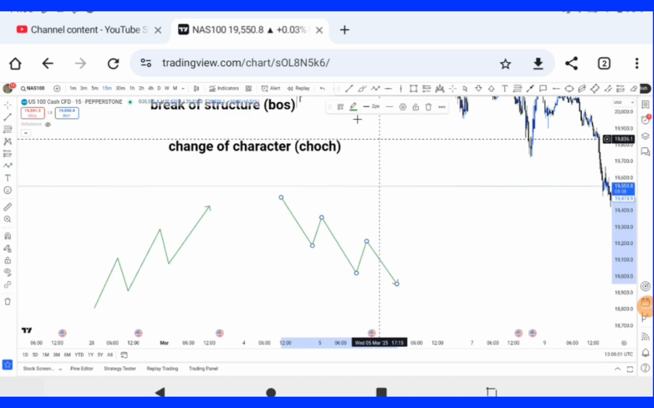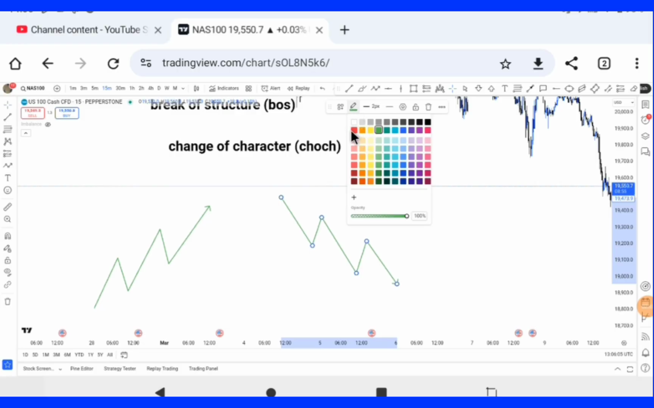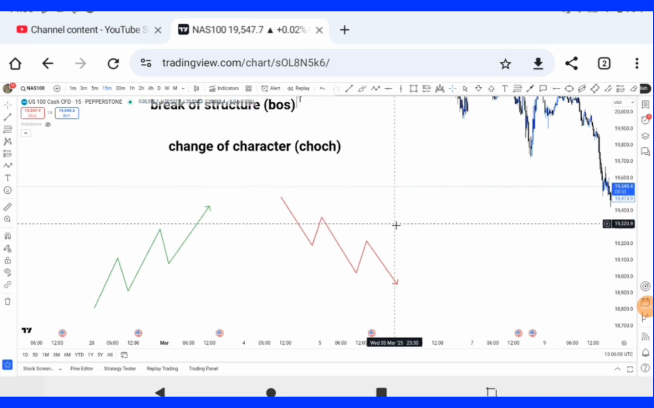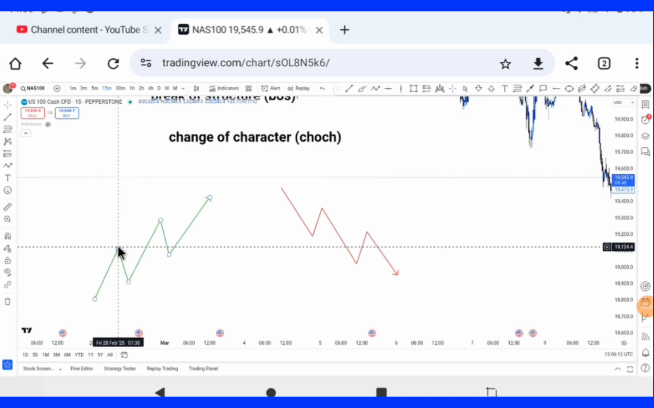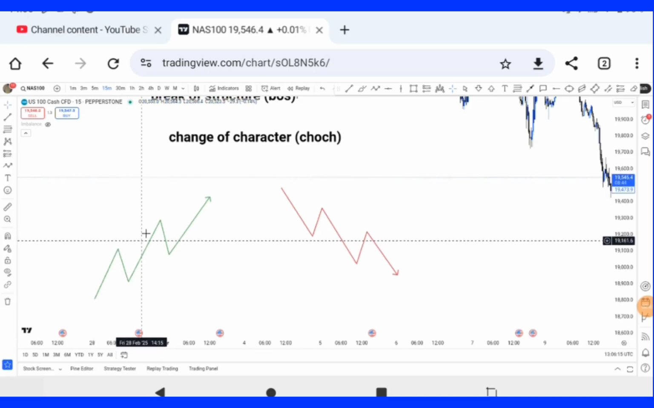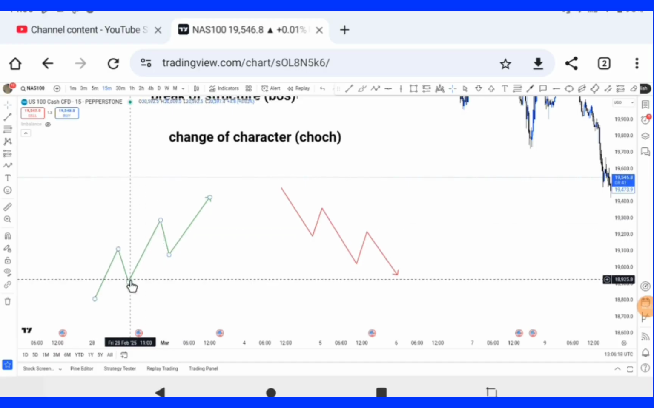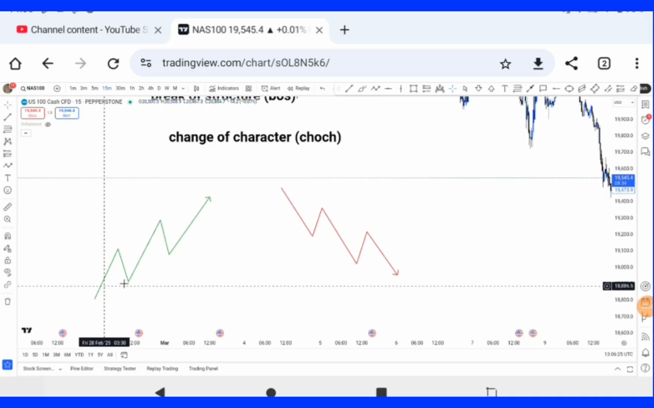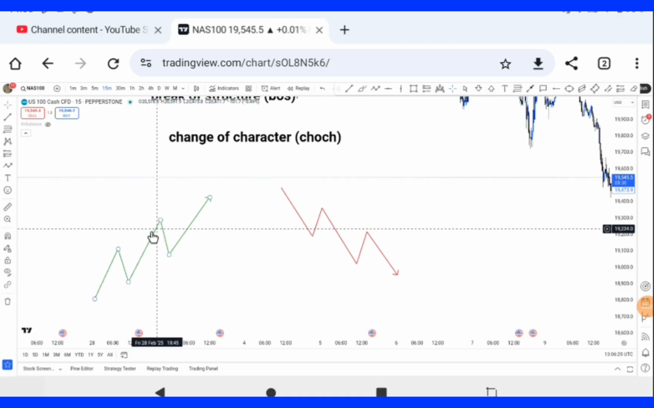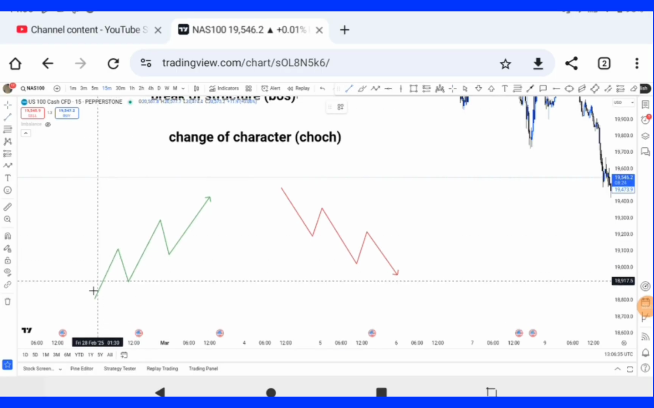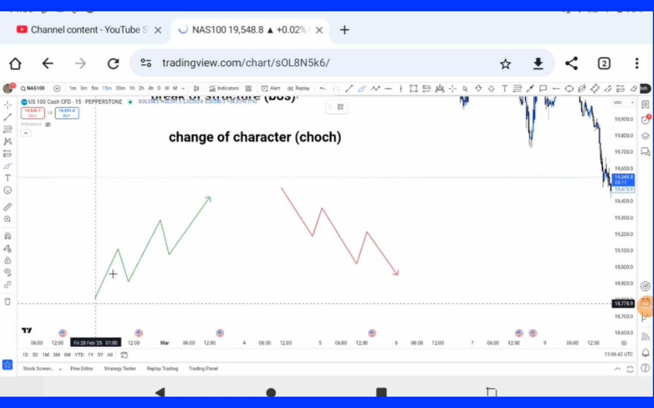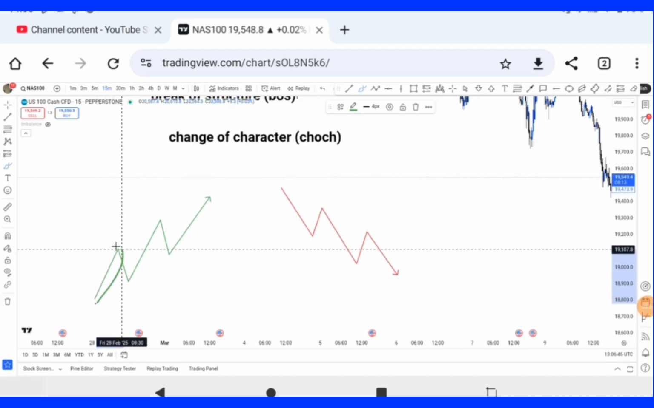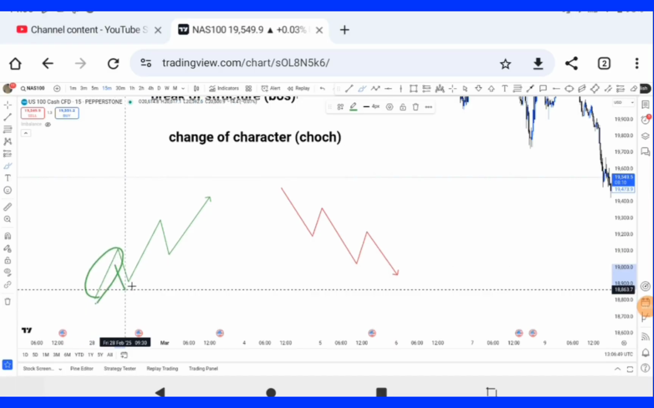So in this scenario, what are break of structure and change of character? I'm going to explain deeply now. In that previous video, I explained that until there is a new high, that is where we have a higher low. In an uptrend, until we have a higher high, we don't have a lower low. So in this scenario, here is a structure. This is an external structure and this inner one is an internal structure.